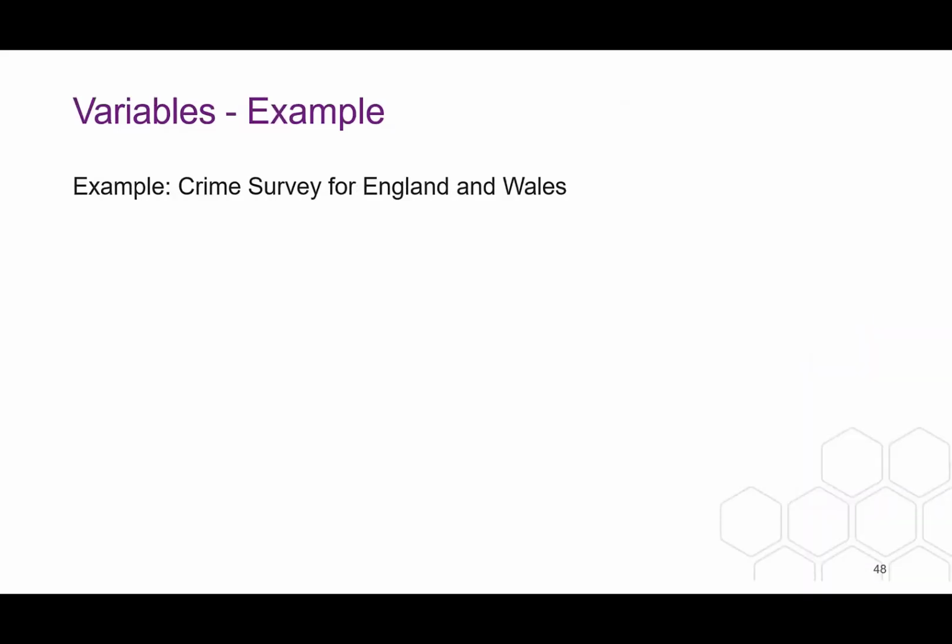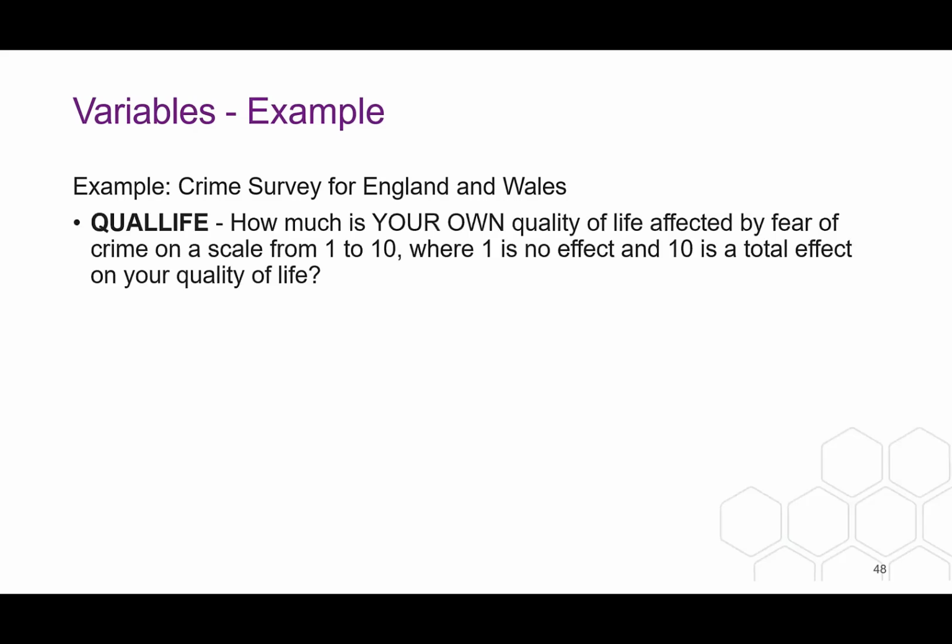So back to our variables. Say we've had a look at the Crime Survey for England and Wales, and we think, yes, we're going to have a look at using this data. Having a look in the code book, I can see that the crime survey has two variables that might measure our key concepts. Qual life, which asks respondents how much their own quality of life is affected by fear of crime on a scale of 1 to 10, and a measure of the respondent's age.